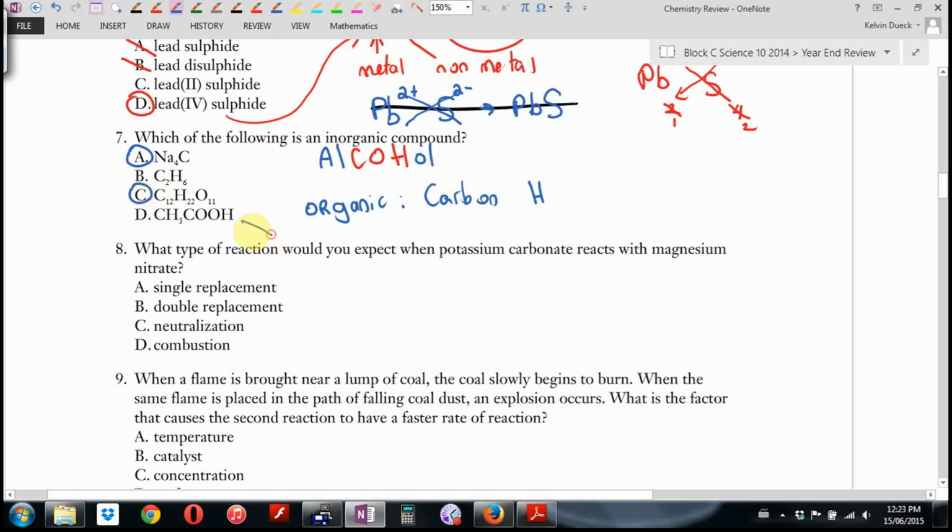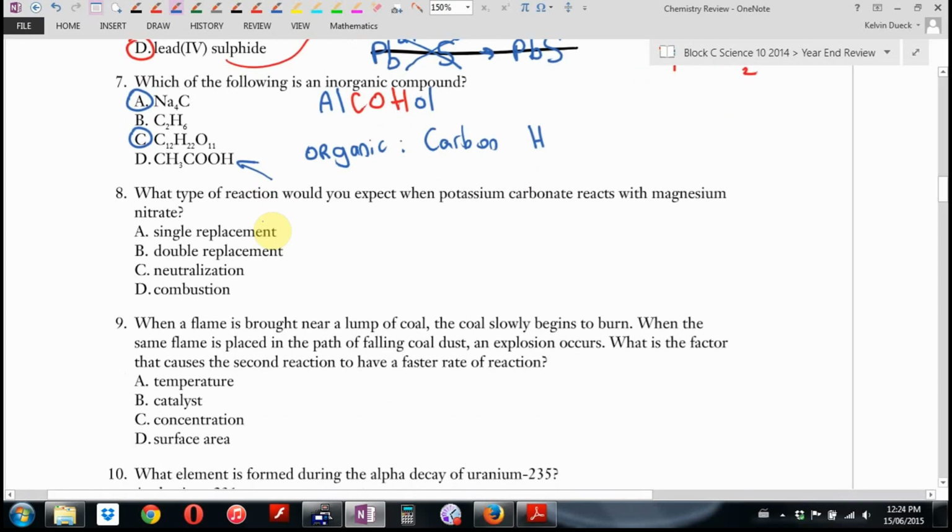What about this one, Mr. Dueck? That's got a C and that one's on your formula sheet. Go check your polyatomic ions, check your acids. This is vinegar, right? I think, what's it called? No, it has a name. Back on the polyatomic page where the acids are. Back of the pink sheet. Acetic acid. So that's an acid, not an alcohol. It is organic, but it's not an alcohol.